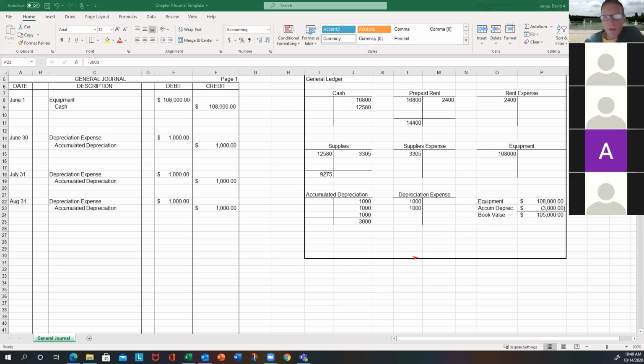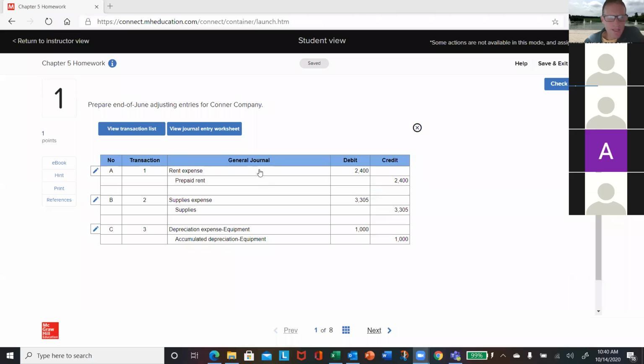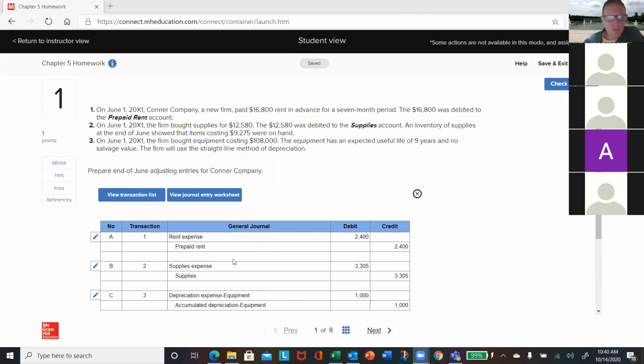Now I know I went way more on this problem than what the Connect problem did, but I think for learning purposes, it's good to do that every now and then. Not just to do the adjusting entry, but I think you should find it hopefully helpful to also understand how this impacts the ledger and also how it could impact your financial statements. So one more thing. So notice, I'll just look at this first thing.